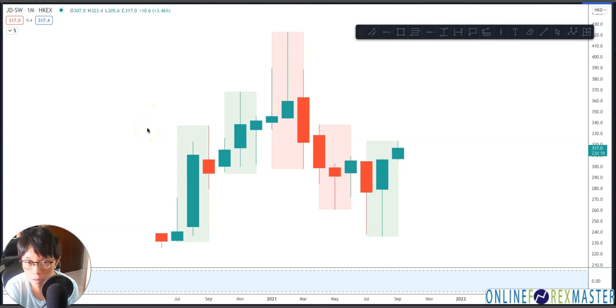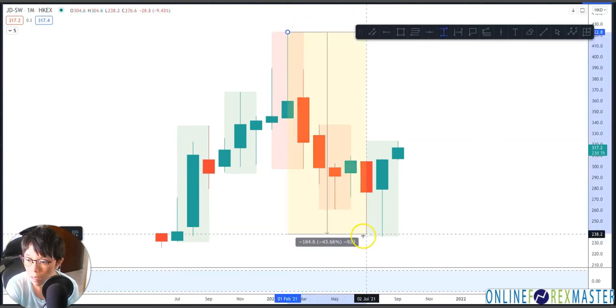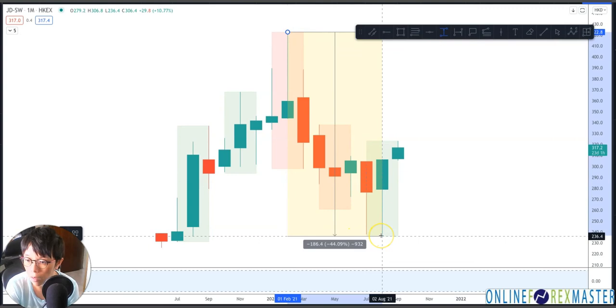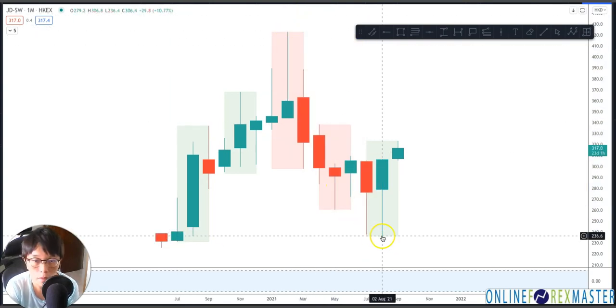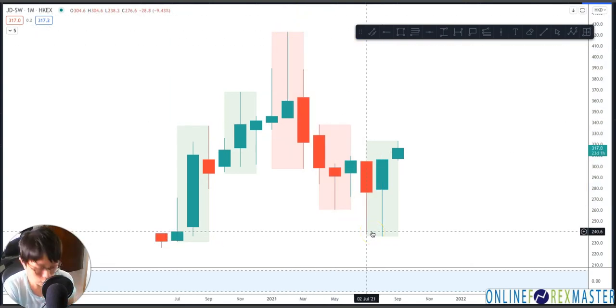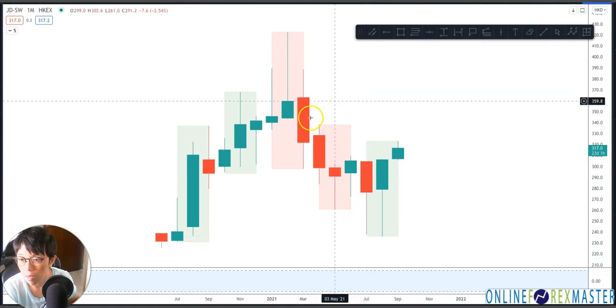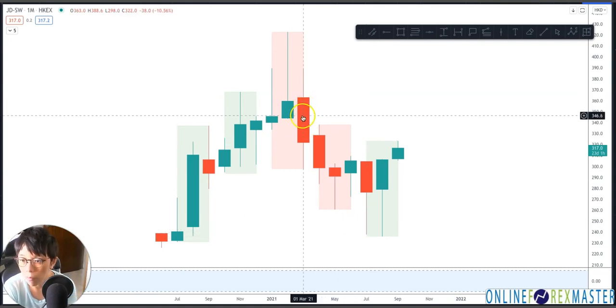Okay, so let's take a look into JD. All right, so JD is listed both in the Hong Kong and as well as the US. And then for JD, in terms of the amount that it dropped, okay, so it also corrected by about 44%. Okay, so it corrected by 44%, which is almost similar to that of tech stocks in the Hong Kong HS Tech. Right now, if we take a look at what happened during March, it also had a bearish close.